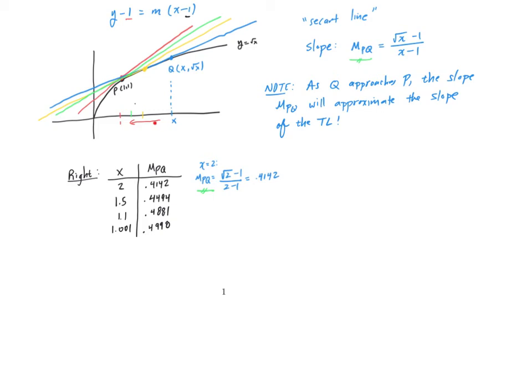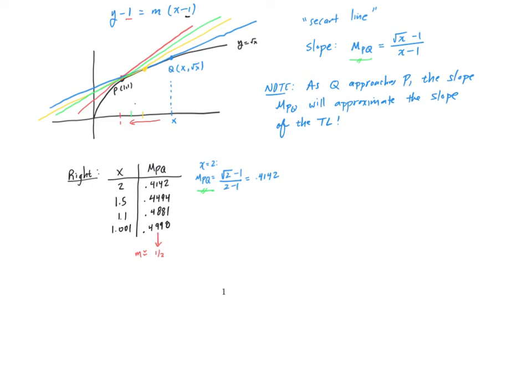And recall the key idea. As x is getting closer to 1, the slopes of those associated secant lines should be coming closer and closer to the value that we are trying to approximate, the slope of the tangent line. And note, these numbers are getting closer to what? 1/2. And our guess then is that m, the slope of the tangent line, should be approximately 1/2.